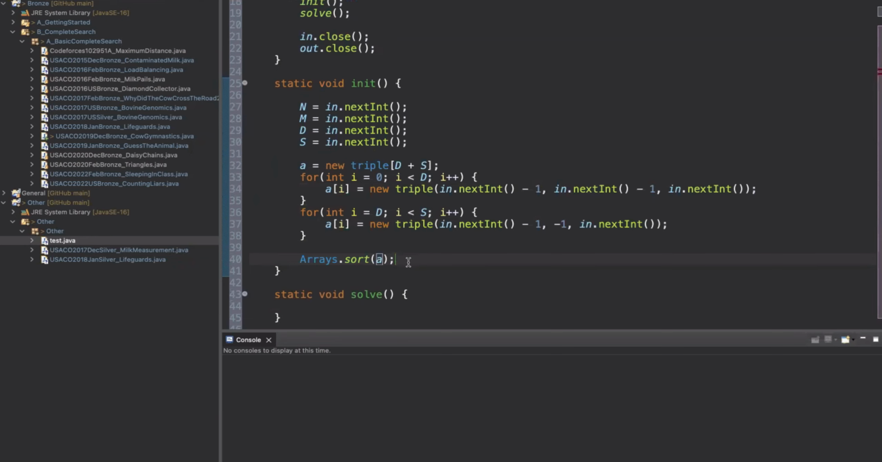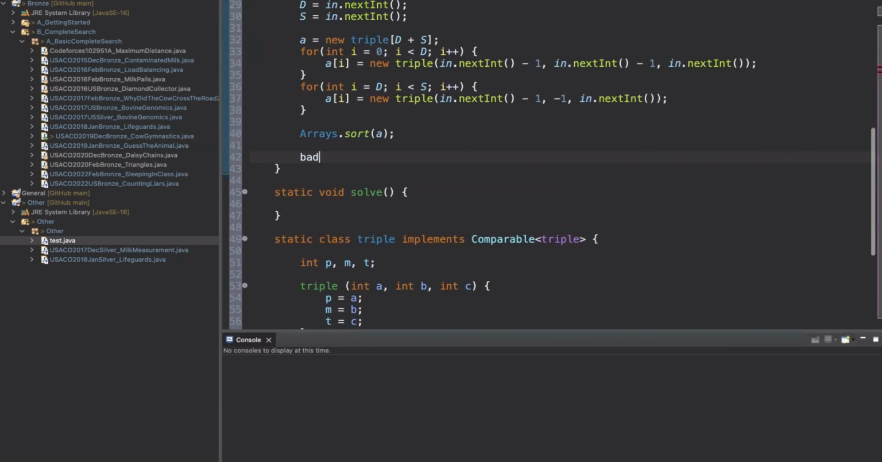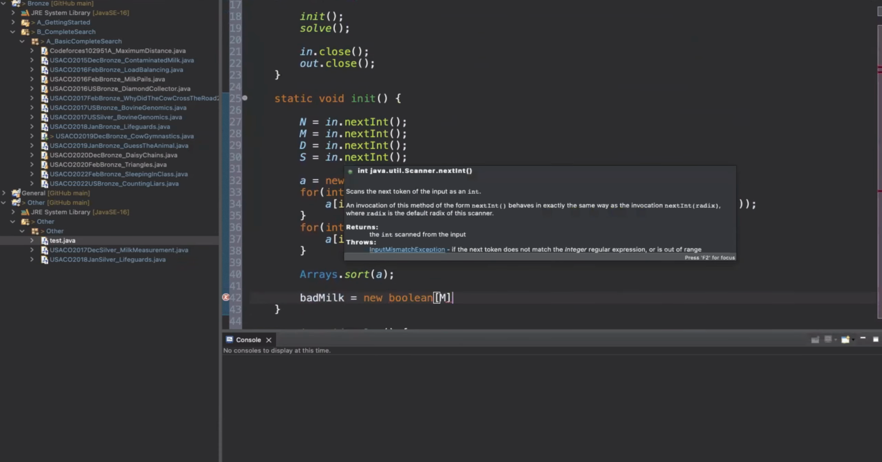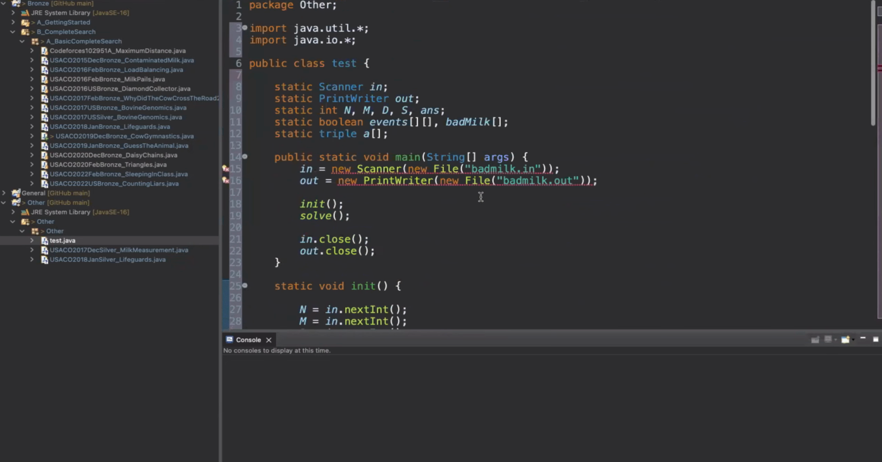And after, we're going to create an array for the list of potential bad milks. And we're going to make them length m, because that's the total number of milk that we have. And in this Boolean array, we're going to label true for the ones that are possibly contaminated.